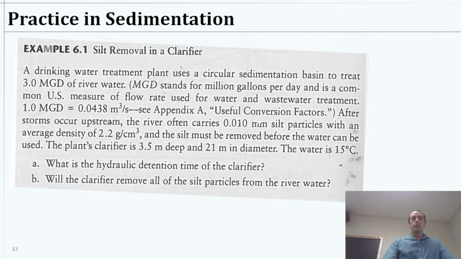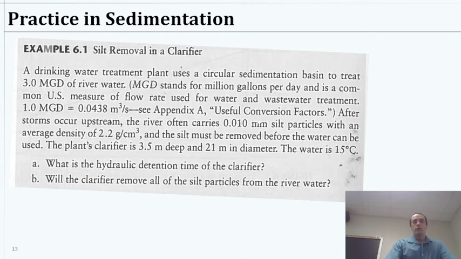So this is a silt removal in a clarifier, Example 6.1 from our book. It says a drinking water treatment plant uses a circular sedimentation basin to treat 3 million gallons per day of river water. It explains MGD and gives a conversion for you there. See Appendix A. All right. After a storm occurs upstream, the river often carries 0.1 millimeter silt particles with an average density of 2.2 grams per centimeter cubed. The silt must be removed before the water can be used. The plant's clarifier is 3.5 meters deep and 21 meters in diameter.